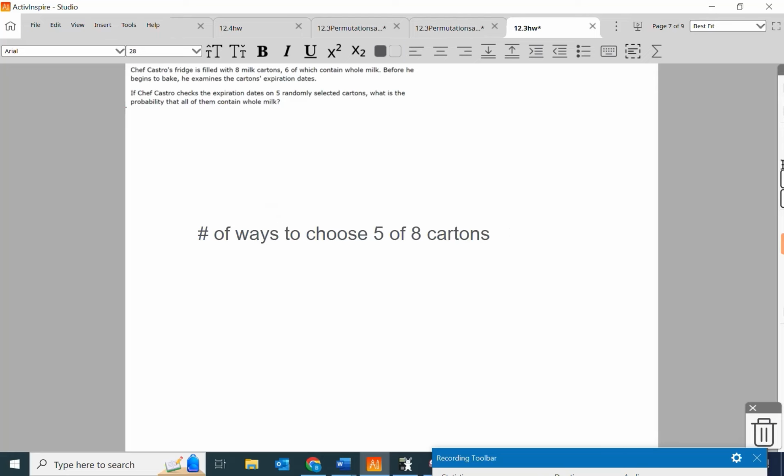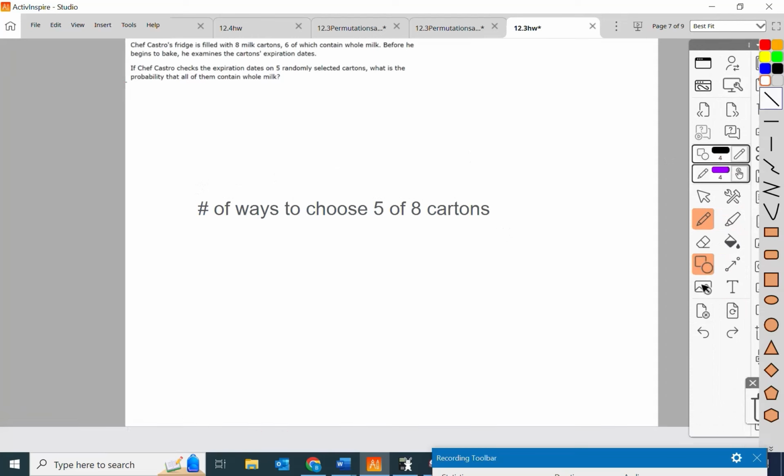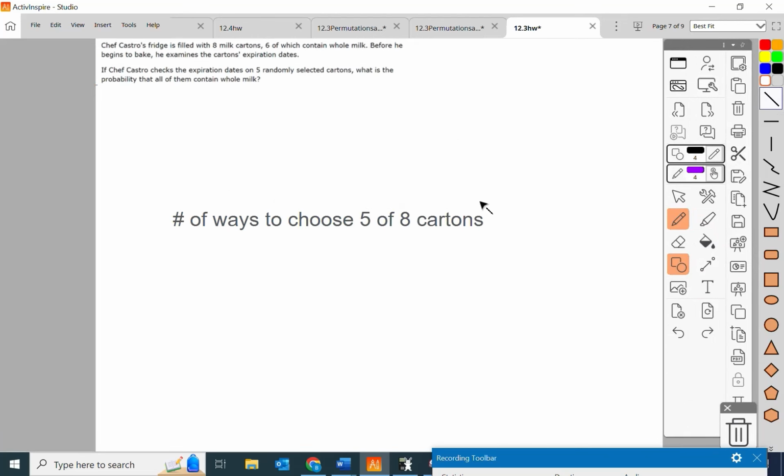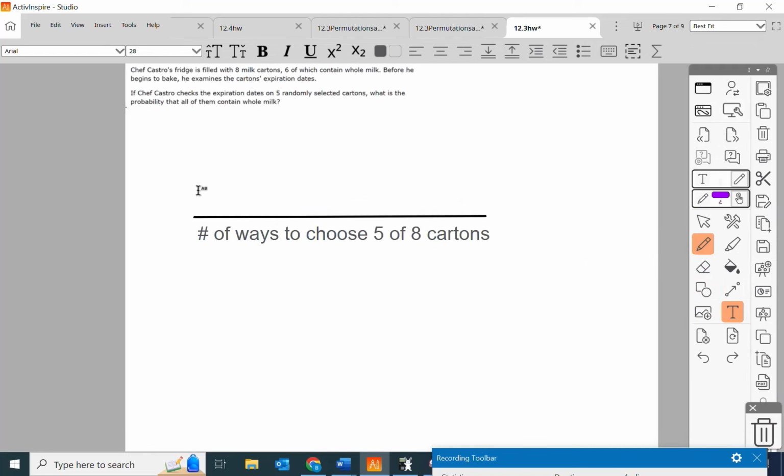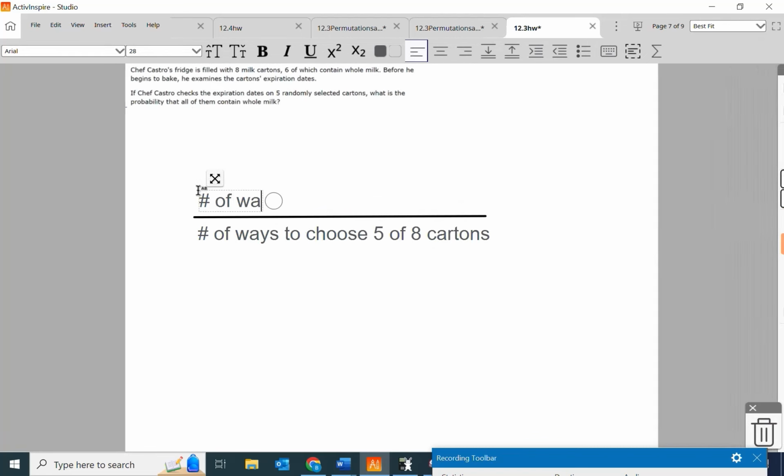All right? That's always the denominator, the number of total outcomes. It's the number of ways to choose 5 of 8 outcomes. The numerator is going to be the number of ways to pick 5 of 6 with whole milk. So the numerator is going to be a 6 choose 5, sitting pretty over an 8 choose 5.